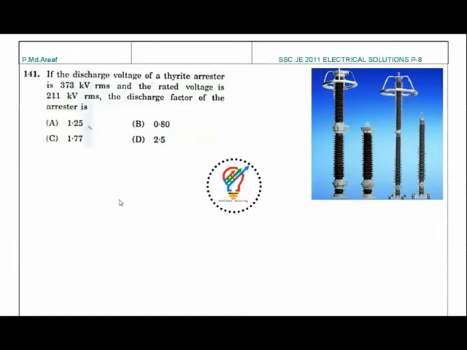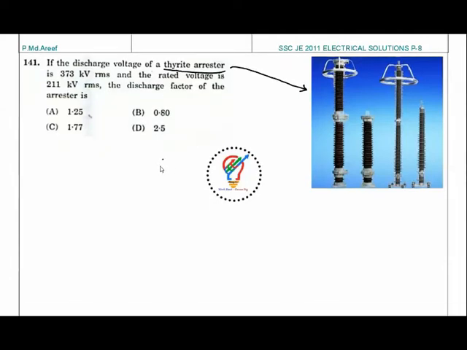We'll continue our SSC JE 2011 Electrical Solutions Part 8 here. If the discharge voltage of a thyristor arrestor, as you can see here, is 373 kilovolts RMS and the rated voltage is 211 kilovolts RMS, the discharge factor of the arrestor is?